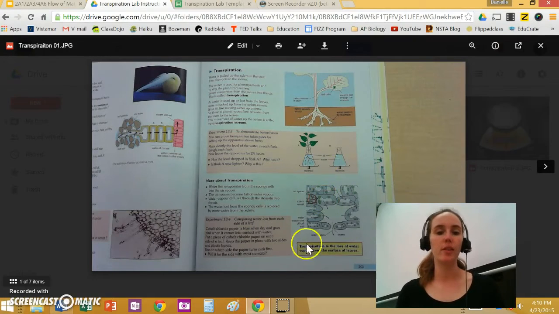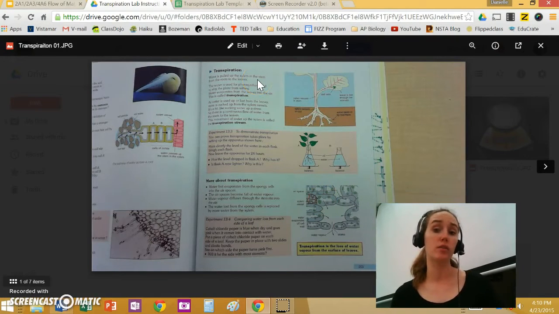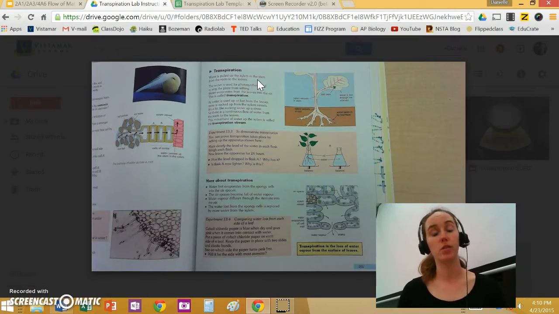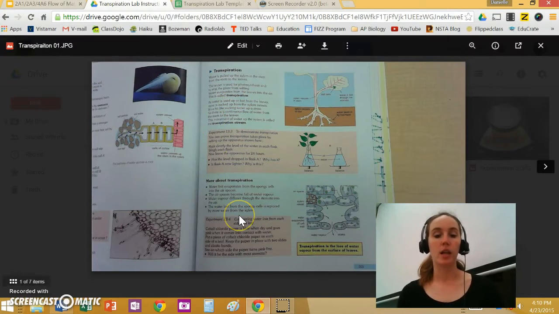Page 205, this is in chapter 13. Actually, all of chapter 13 is about plant transport, so it'd be good to have them look through that. But the specific part about transpiration is here on 205.